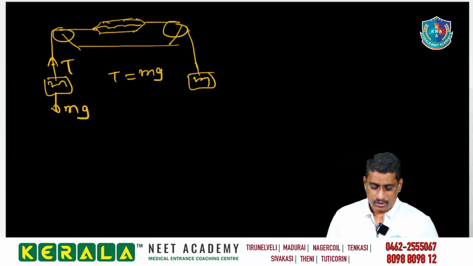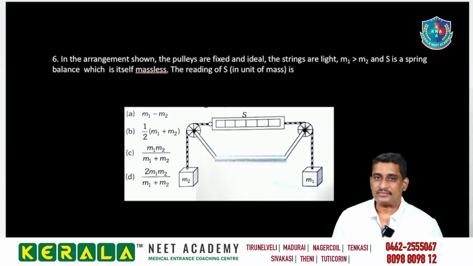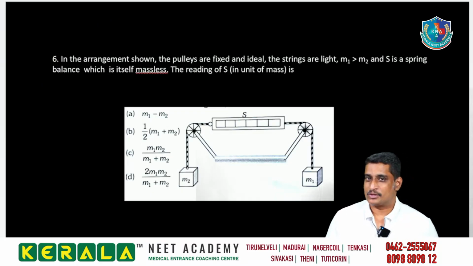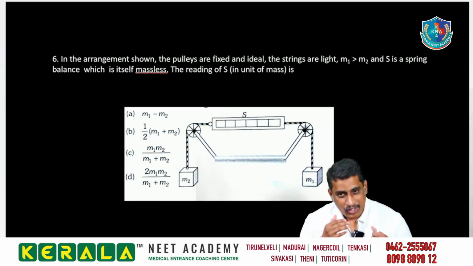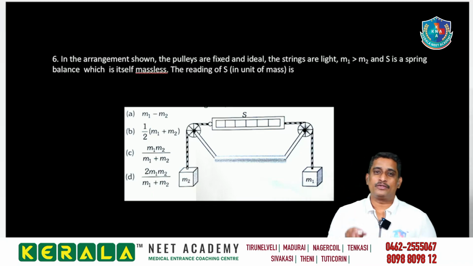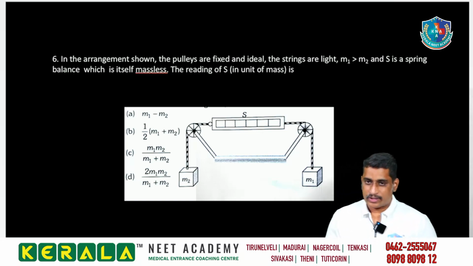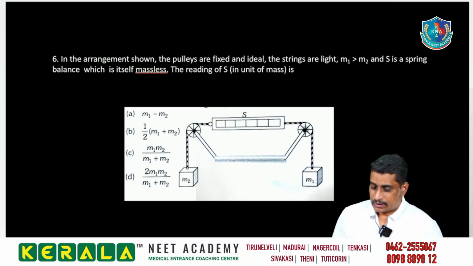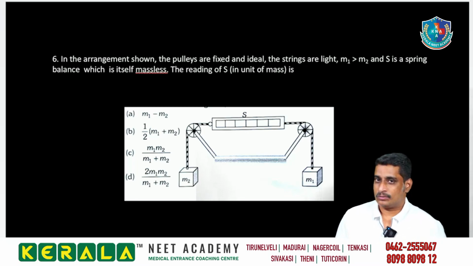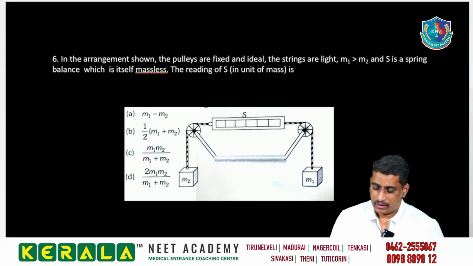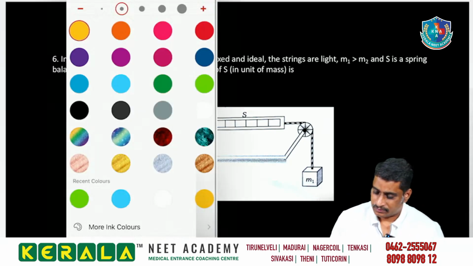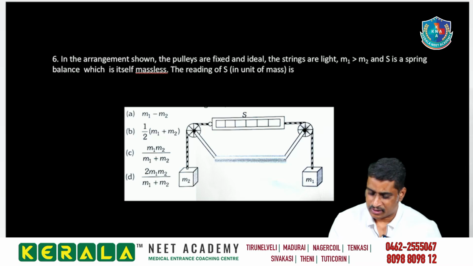Now come back to the numerical we have been discussing. In this particular example, these masses are not equal. Whether masses are equal or not equal, the reading of the spring balance represents the amount of tension in the string. Just look at this example. In the previous numericals also, like a simple pulley system, the tension in the string will be given by the direct equation.